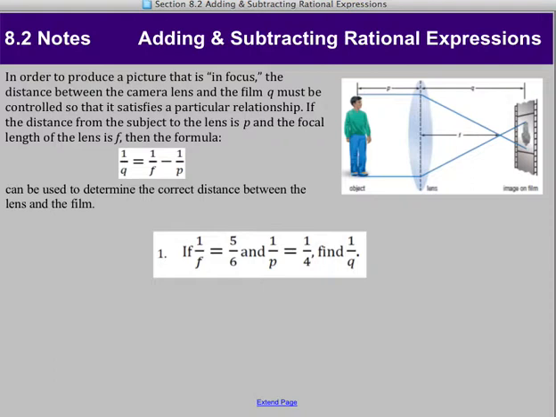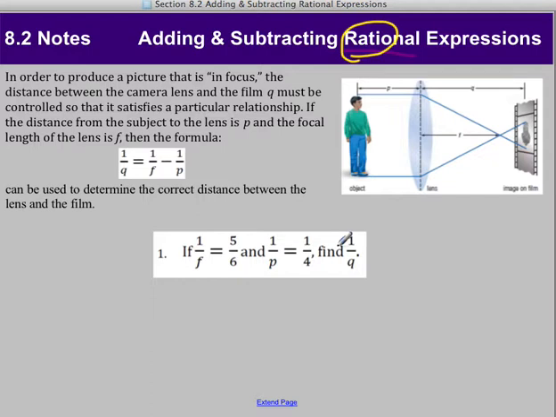Today we're going to look at adding and subtracting rational expressions. So to remember, to be a rational expression means that it can be written as a ratio or as a fraction. So we're going to be adding and subtracting fractions today. So let's look at the example that we have listed here.